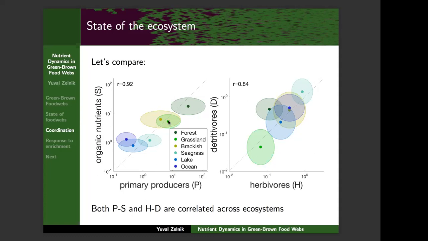And the main point I want to make is that you see here the different ecosystem types, and both of them seem to fall roughly on the one-to-one line to a reasonable extent. And so we have already these nice correlations between those two things.